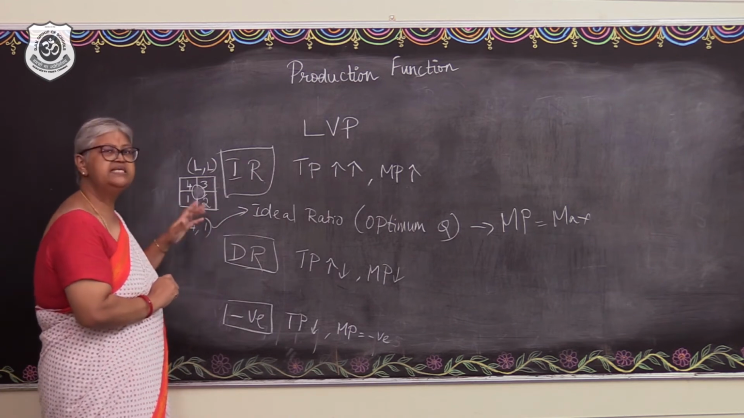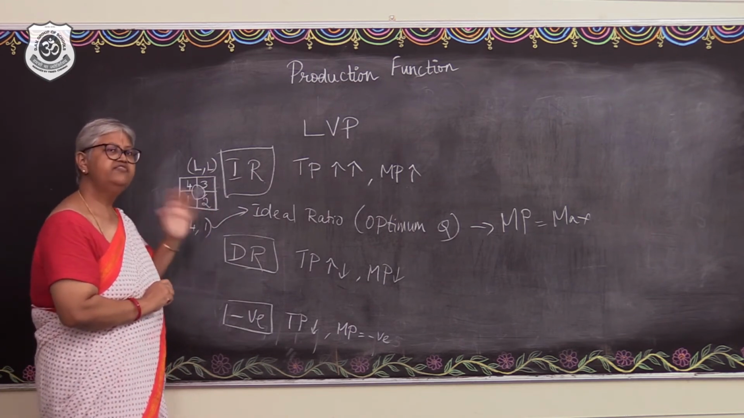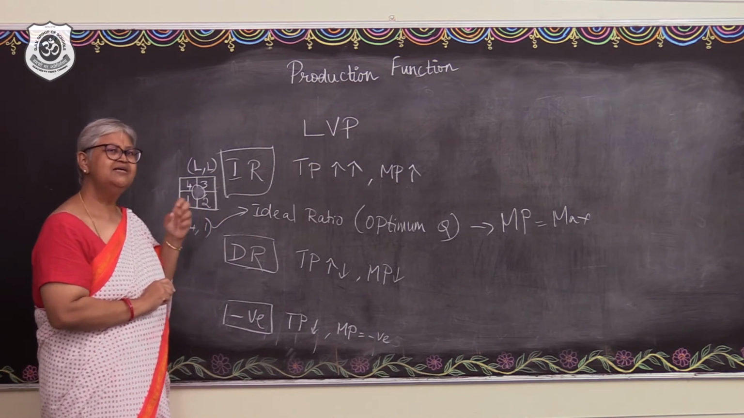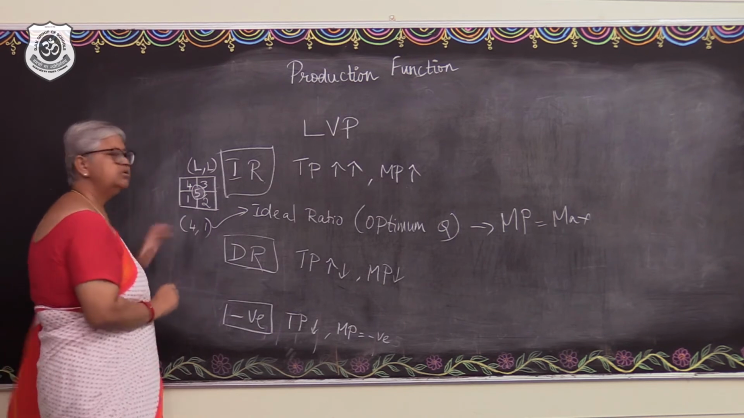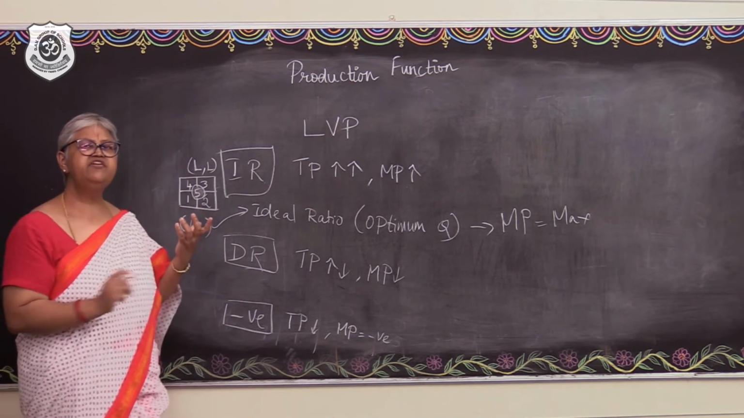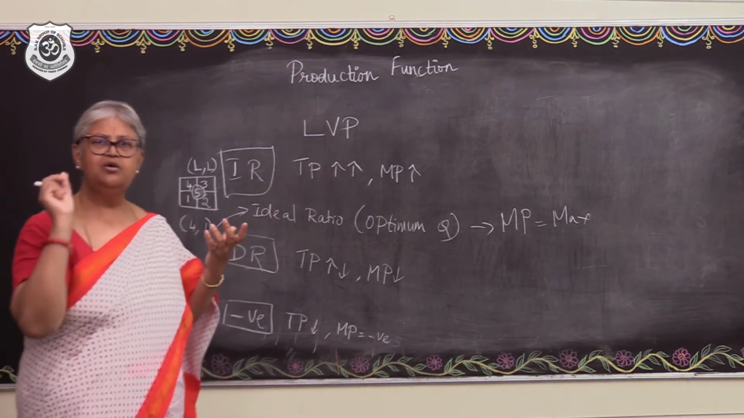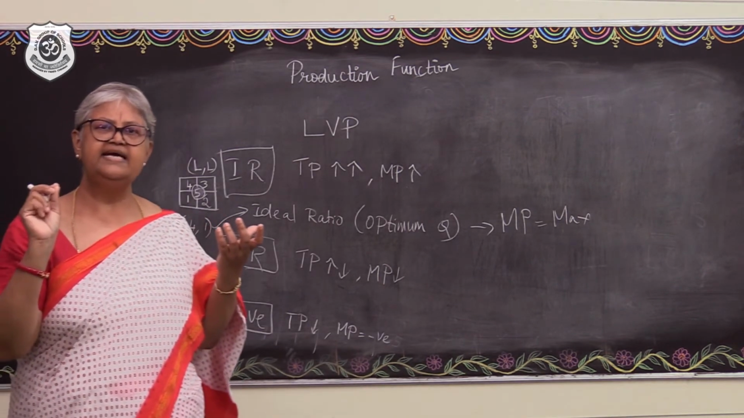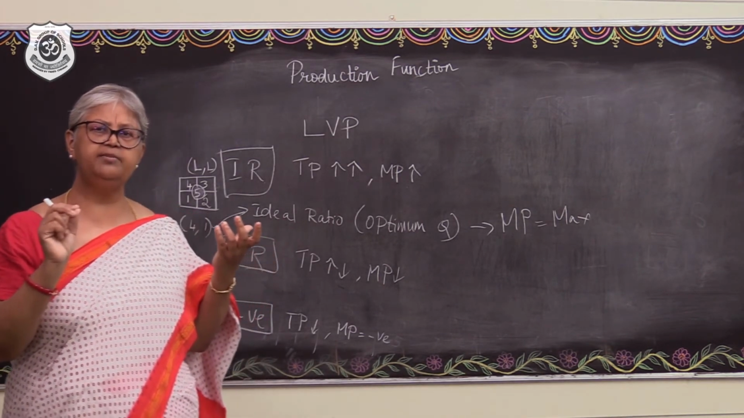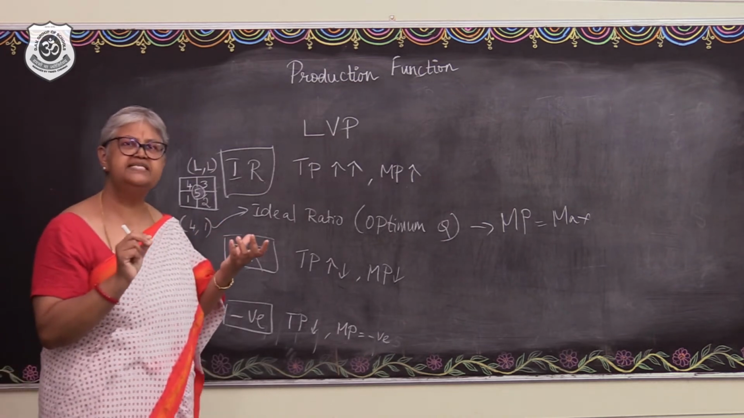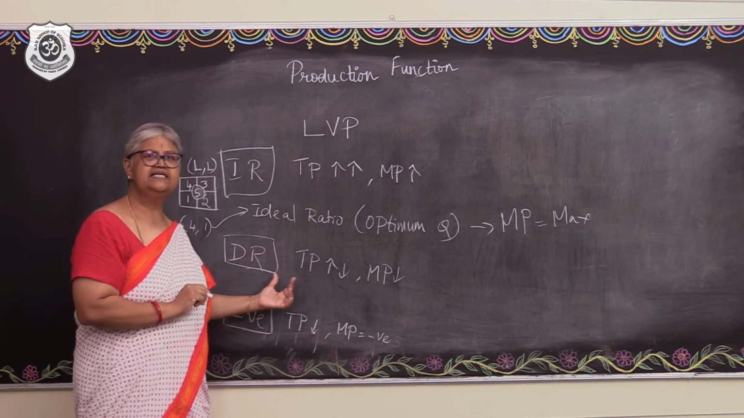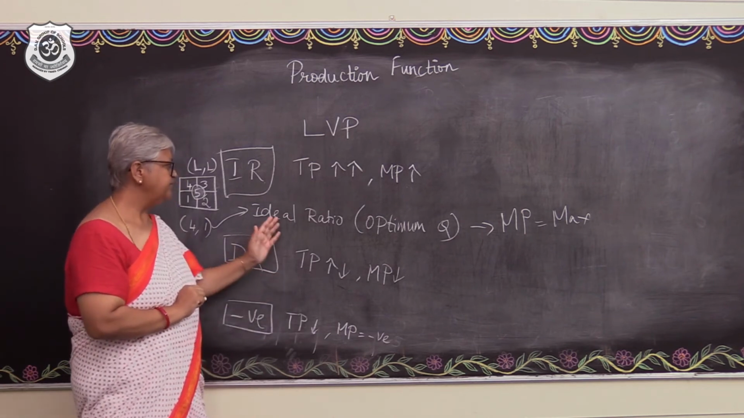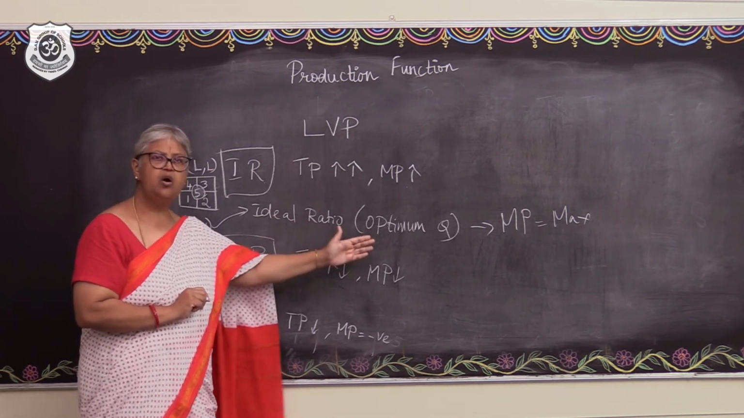So when the fifth person is going to be employed, the fifth person has to share this fixed capital with the 4. So the contribution by this fifth person will become lower. Yes, the fifth person is going to contribute lesser than the 4th person. That's where you see there is a decreasing returns after this ideal ratio or this optimum output is crossed.